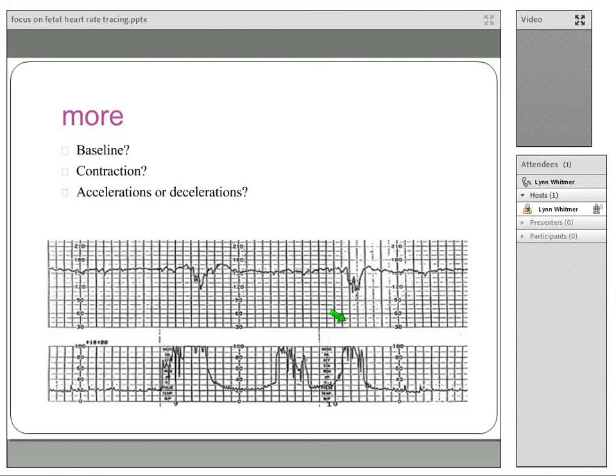And do you remember what the ones were that mirror the contraction? If you said early, you are correct. Early decelerations, which represent head compression, is what is happening here, but it's also a little on the sharp side, which we said was cord compression. So we have a little bit of early cord compression because, again, mom is pushing with this contraction pattern. We can see mom is pushing. So it's at the end of her labor and she's bearing down. Very good.